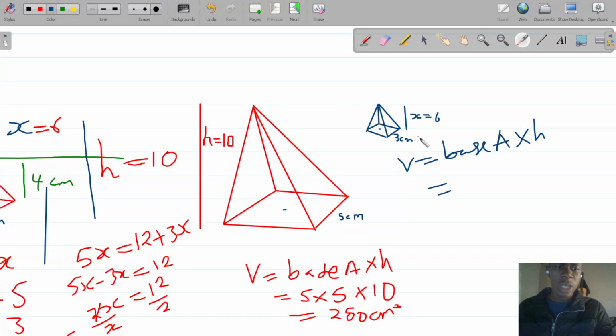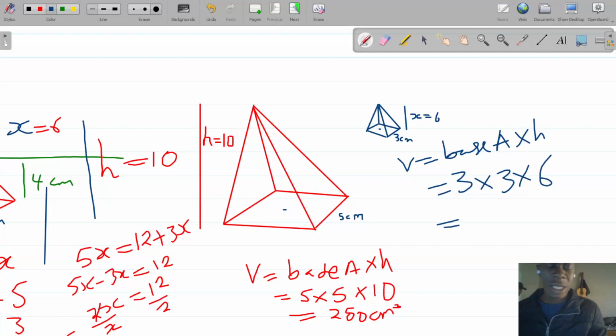Which is 3 times 3, and the height is 6. So 3 times 3, it is 9. 9 times 6, that is 54 centimeters cubed. Now to find the volume of the frustum, we just, from this we subtract that.